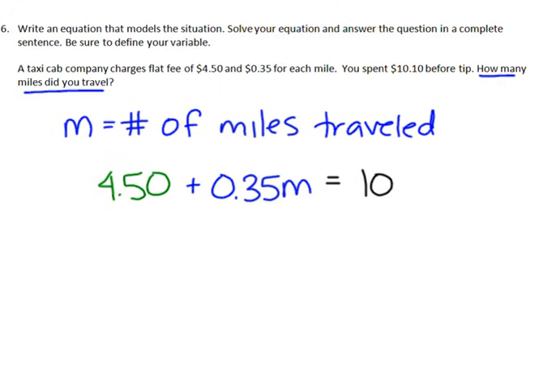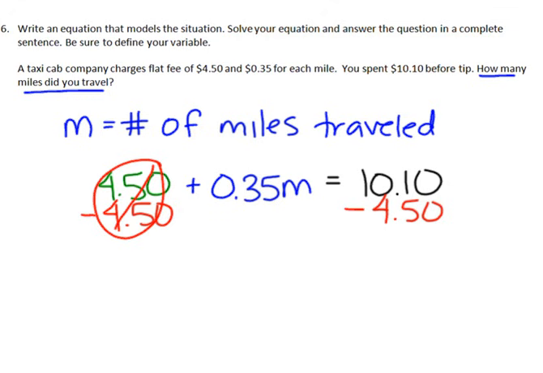Altogether, that equals $10.10. So we'll start by canceling out our constant. We'll subtract $4.50 from each side. So that's our zero pair. And we'll be left with 35 cents times the number of miles will equal $5.60.